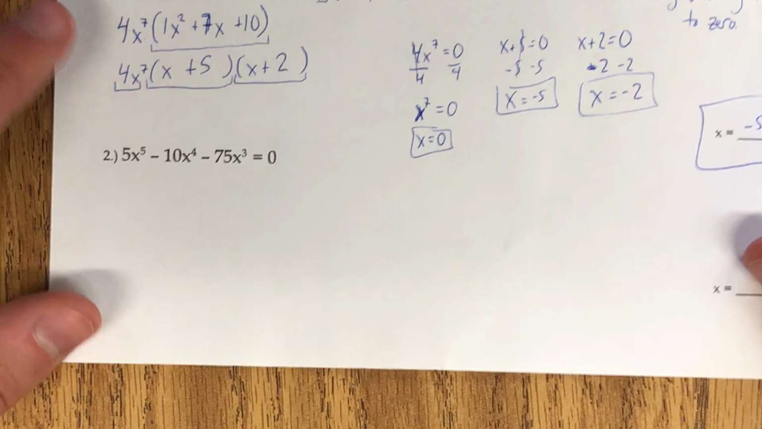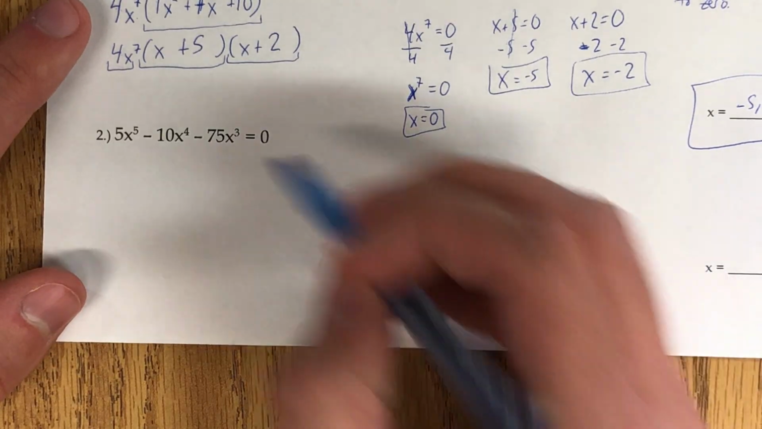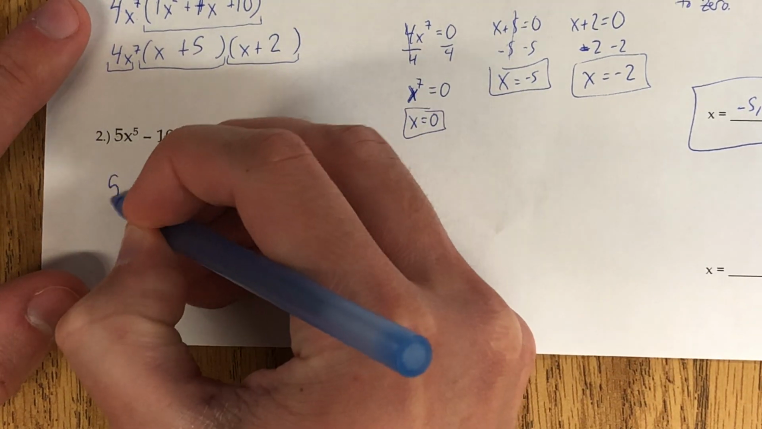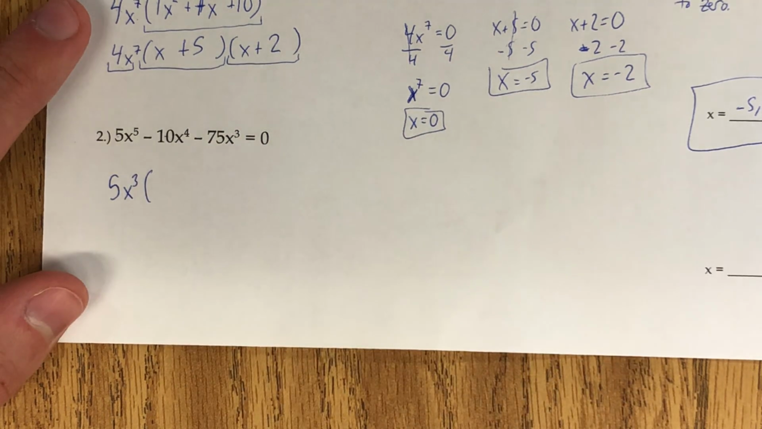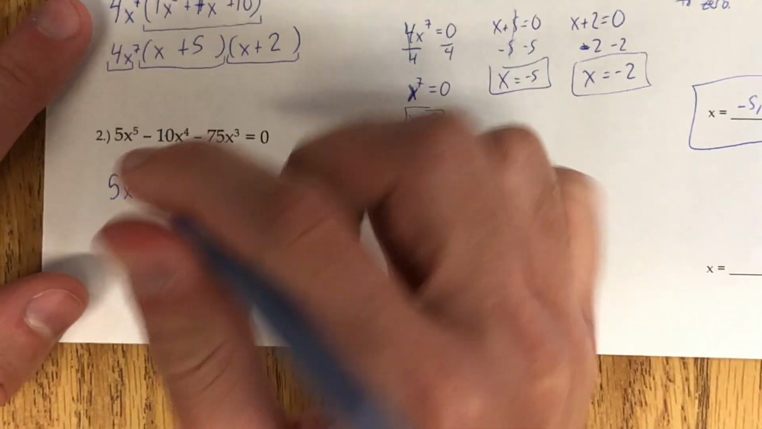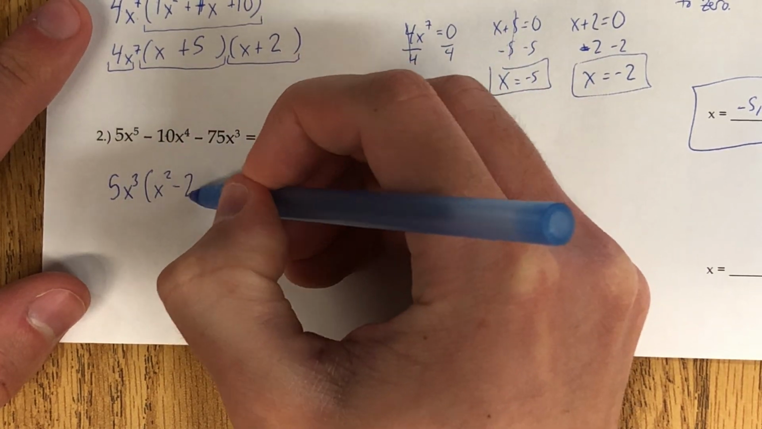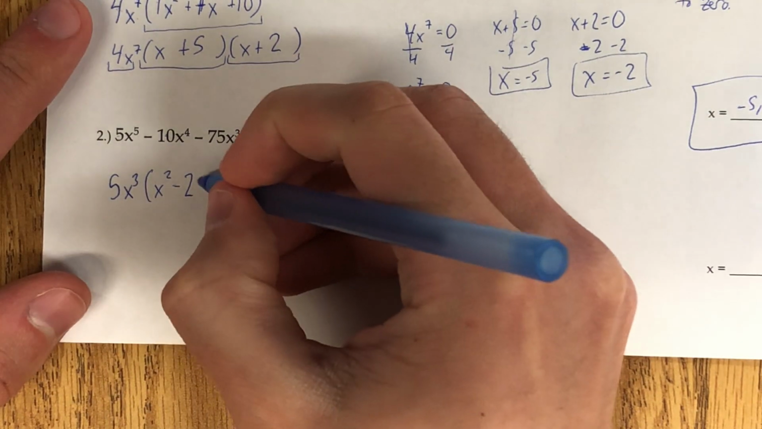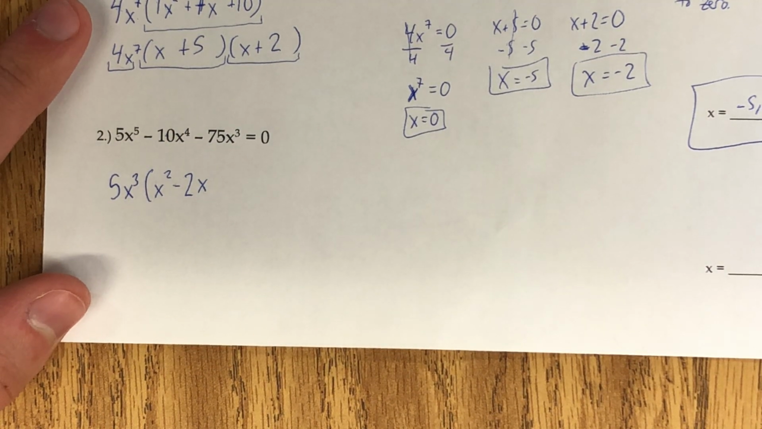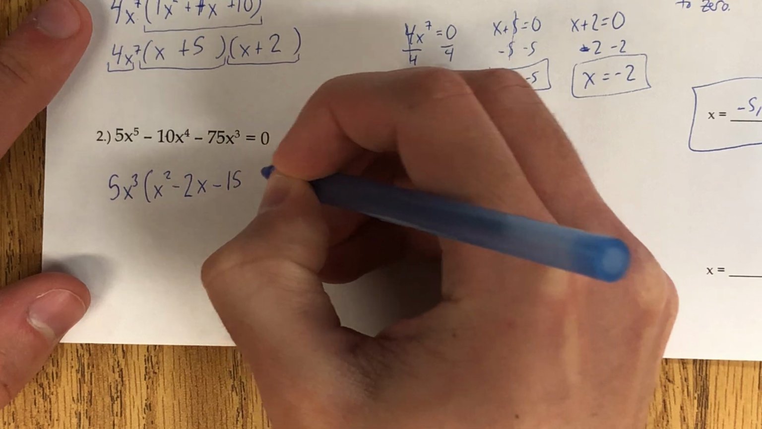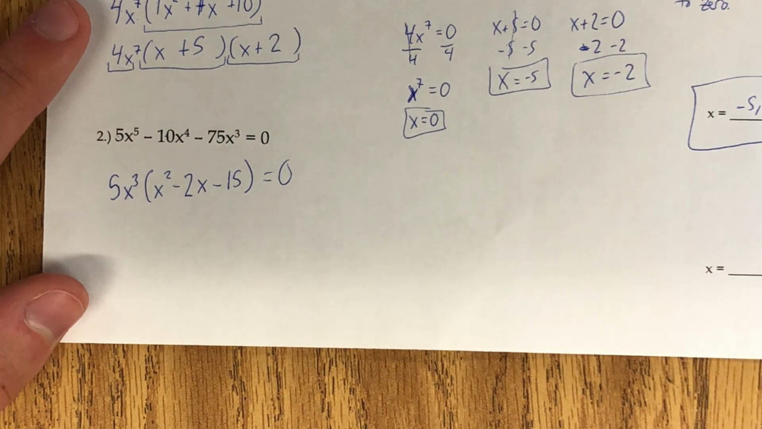Okay, let's do another. Step 1, factor out the GCF. 5 is my largest number, 3 is my largest exponent, so 5x to the 3rd will be my GCF. Then what remains? We have x squared there. -10 divided by 5 is -2, so we have x. -75 divided by 5 is -15. We don't have any x. So at this point, we found the GCF.